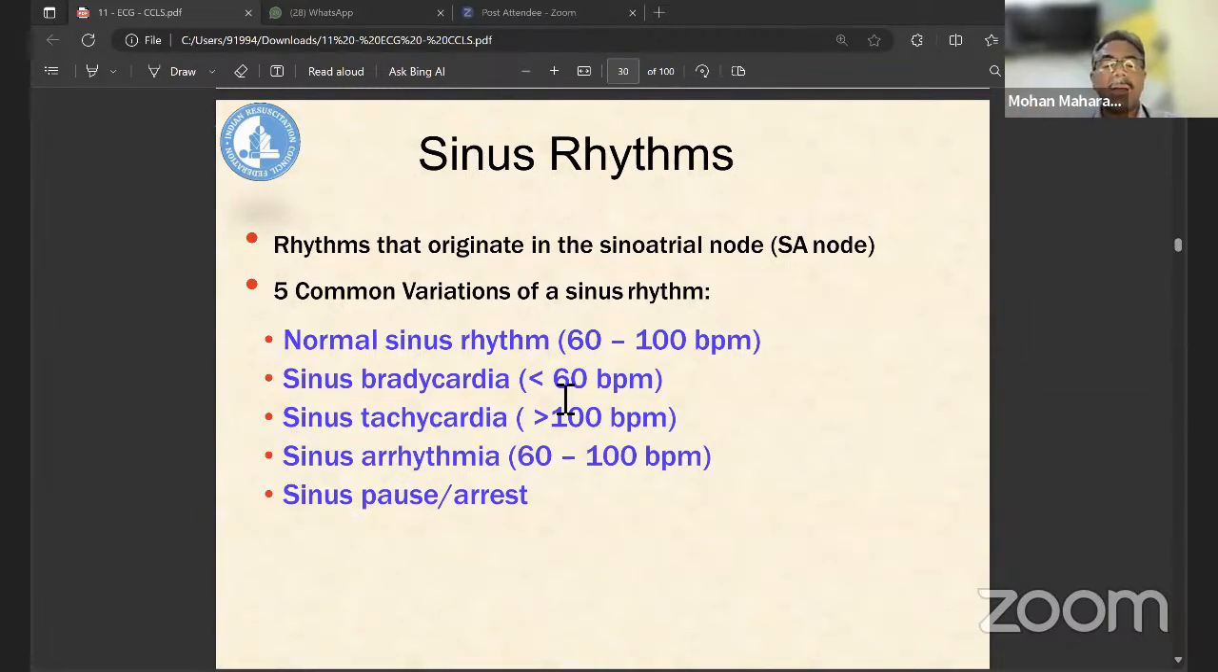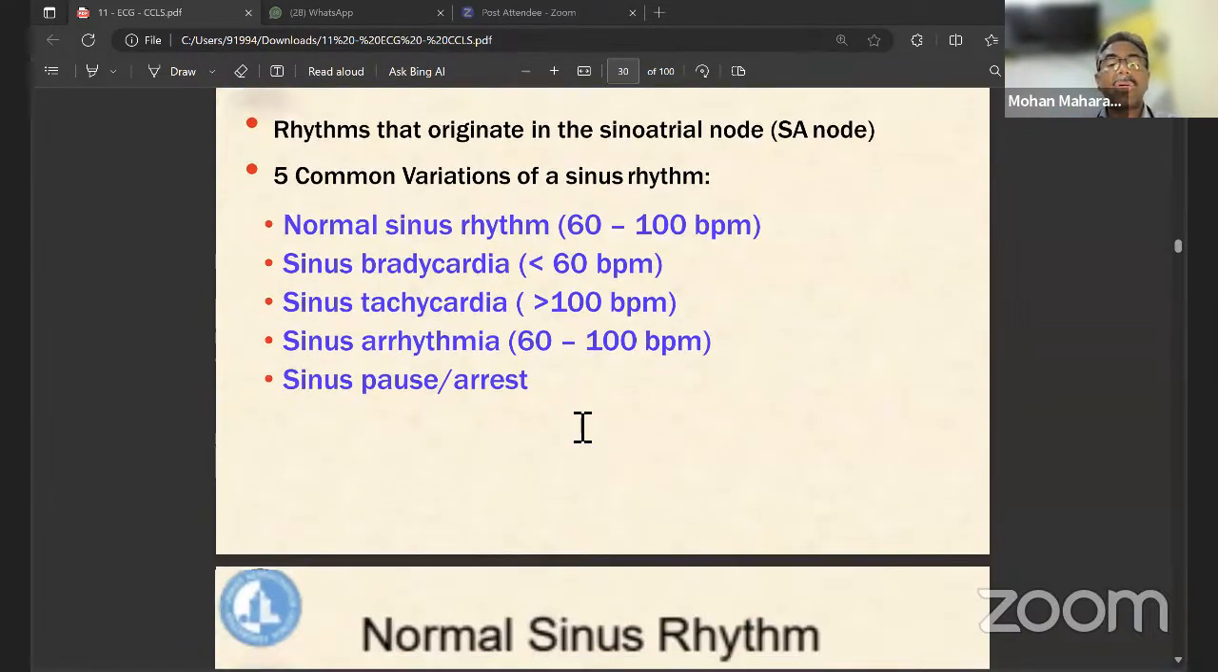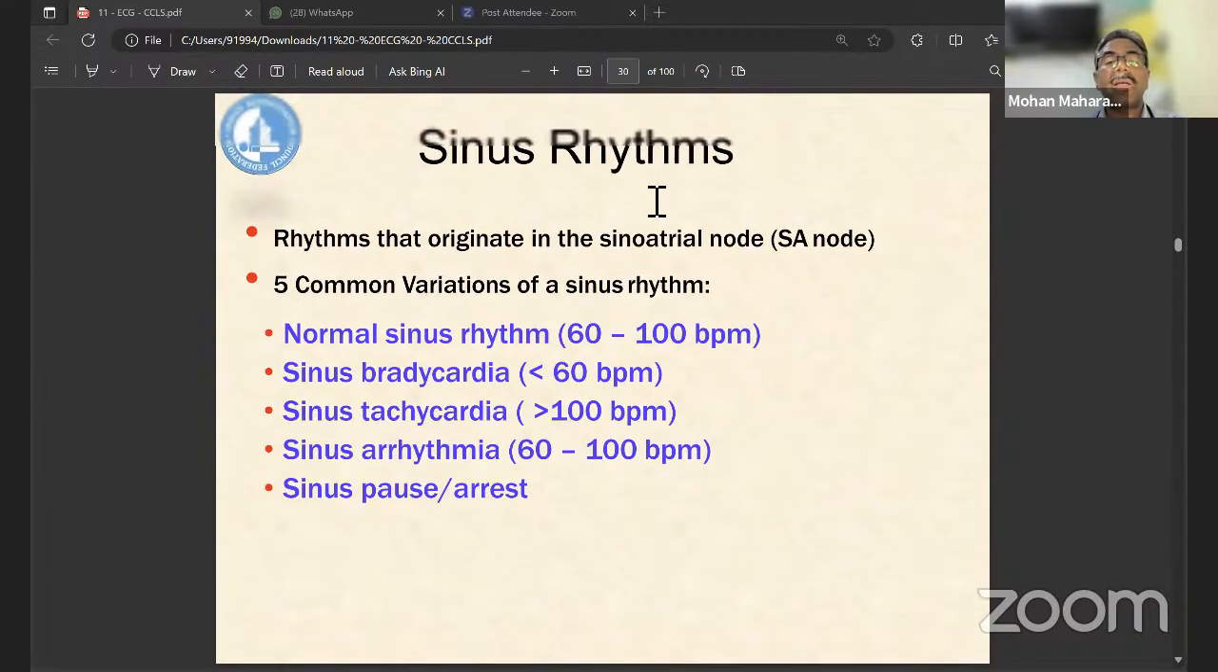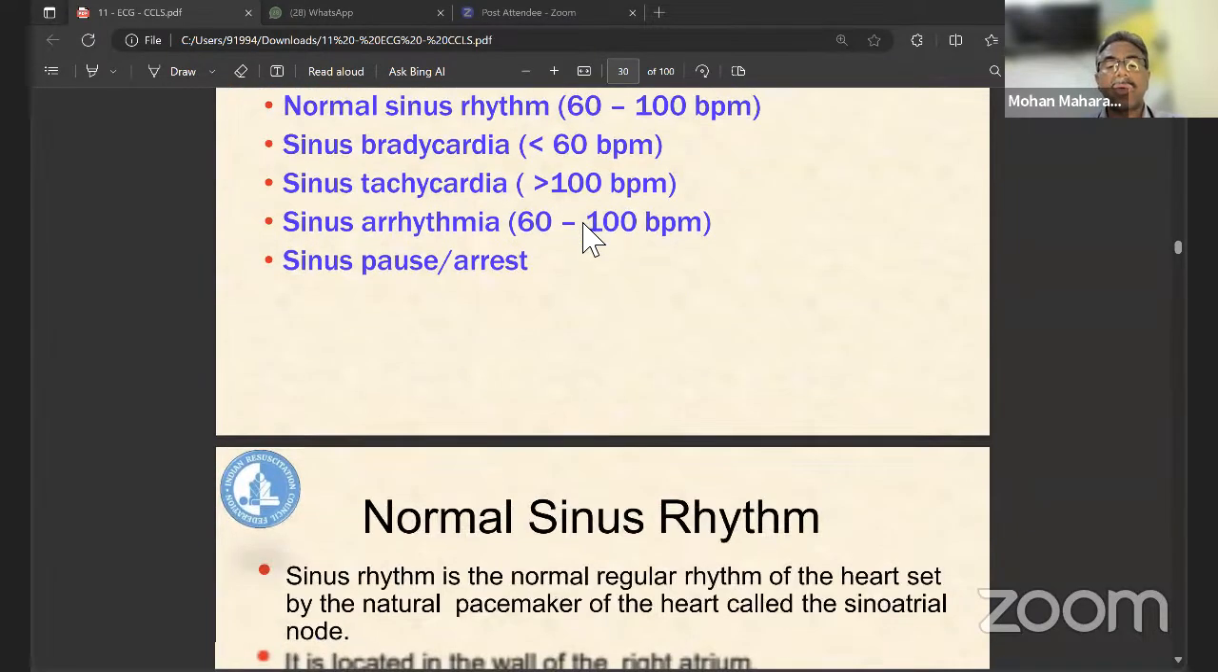Rhythm means regular, and arrhythmia means the absence of rhythm. So that means the rhythm is being lost, but it is still sinus. That time, again, it can be 60 to 100 beats per minute. Then there is a sinus pause or arrest. So any of these variations can be seen in sinus rhythms. So we look at that again.